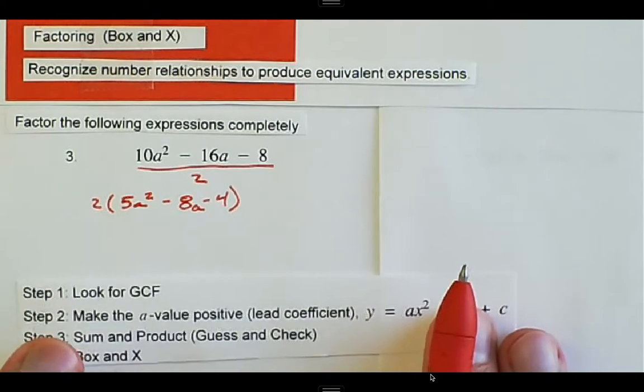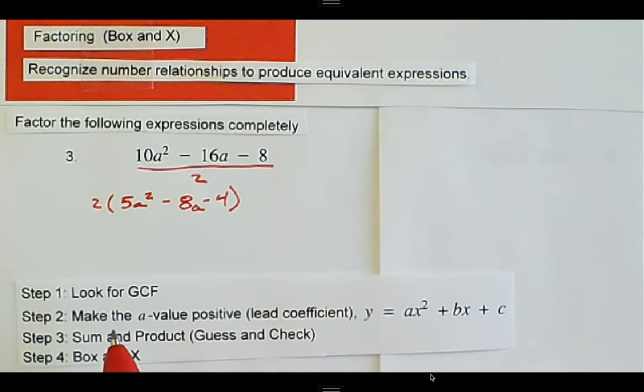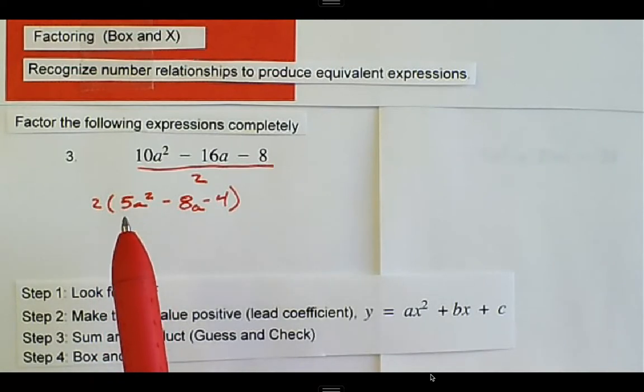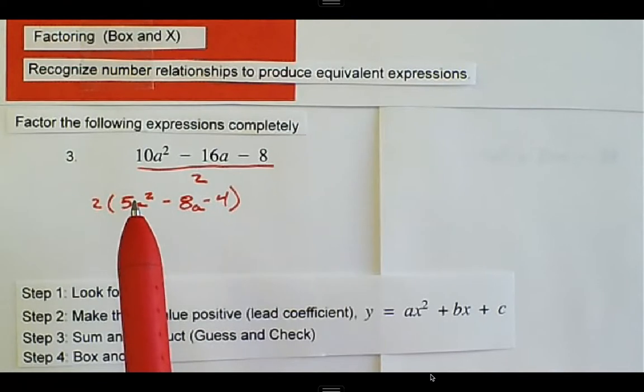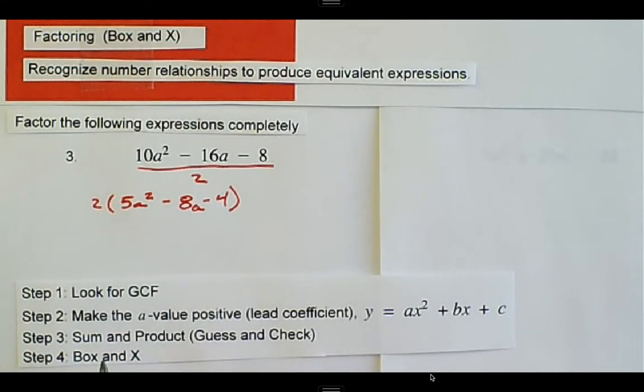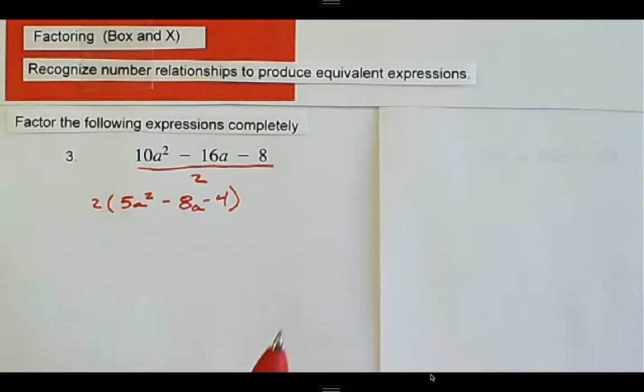The next thing, we want to make sure that the a value is positive, and it is. We have a positive 5, so we're all set there. Then the next step, if we want, we could try the sum and product, which is basically guess and check. But in this case, because the lead coefficient is 5, it's not going to be very easy to do. So I'm going to move on and I'm going to try the box and X method.